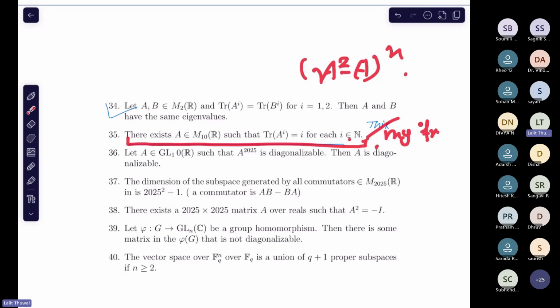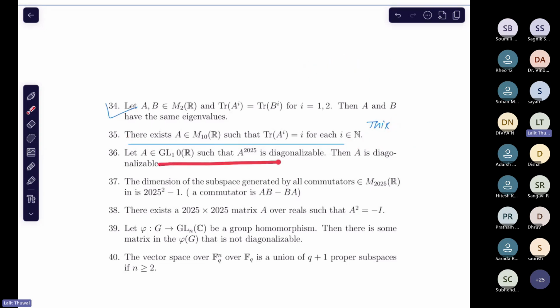Sagnik said something, I think. So how did you solve this? Have I told you about this in the previous lectures? Yes, I think, right?